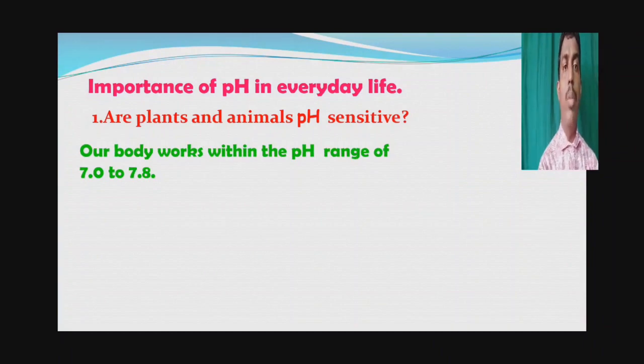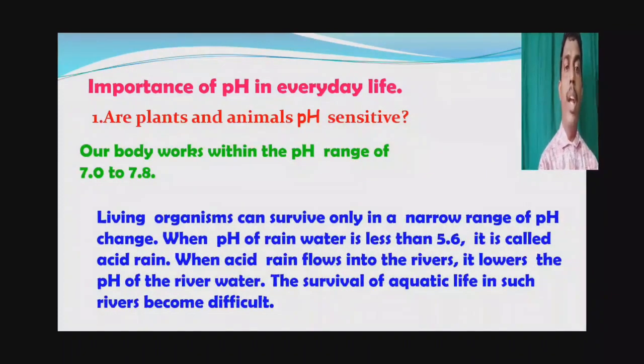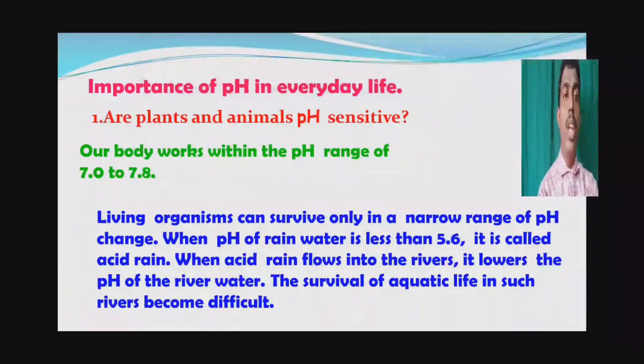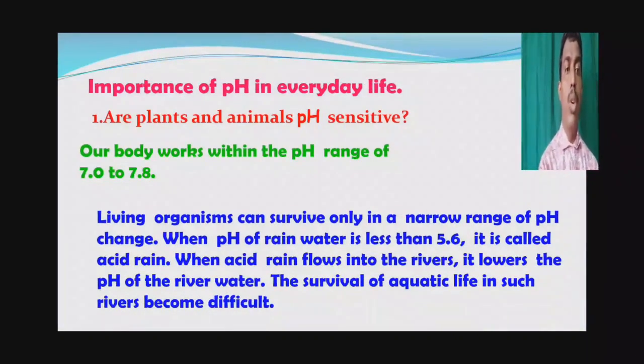For example, our body works within the pH range of 7.0 to 7.8. And living organisms also can survive only in a narrow range of pH change.